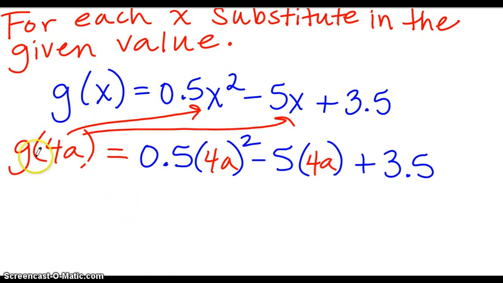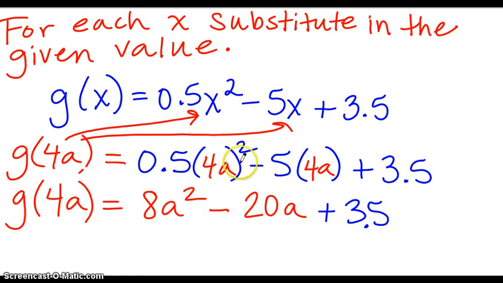In the case of g of 4a, we are substituting in 4a for x. So 0.5 times 4a squared, minus 5 times 4a, plus 3.5. And you do have to square before you multiply. What would that be? Order of operations. So that would be 16a squared times 0.5, 8a squared, minus 20a, plus 3.5. No like terms, and you are finished evaluating.